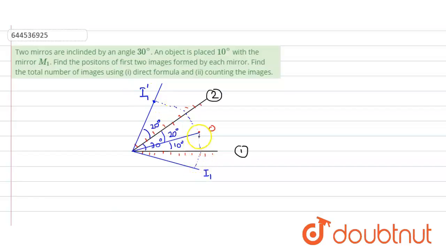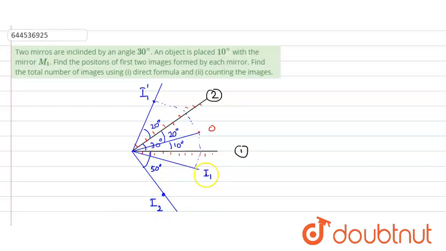Now this image would be considered as an object for this mirror, because we need to find the two images. What is the total angle of this image I1 dash from our mirror 1? This is our 20 and this is our 30, so the total angle is 50. So the image would be formed at 50 degrees, and if we drop a perpendicular from here and cut onto this part, this would be our image. We call this I2.